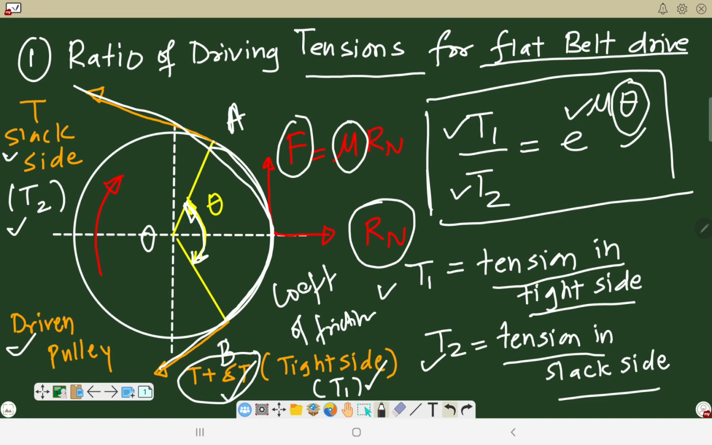So here by using all these terms, one is called T1, another one is called T2, after that mu and theta, we are having this relation T1 upon T2 is equal to e raised to mu theta, and this is a formula of ratio of driving tensions. T1 upon T2, ratio of driving tensions. One tension is tension in the tight side and another tension is tension in the slack side. So T1 upon T2 is equal to e raised to mu theta, and this is the mathematical formula, particularly in case of flat belt drive.